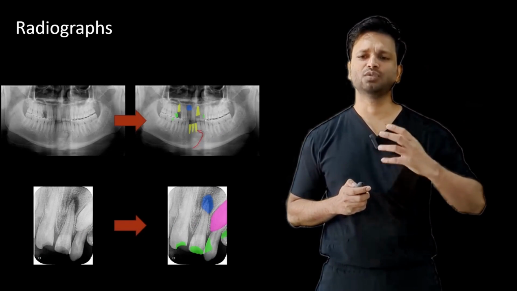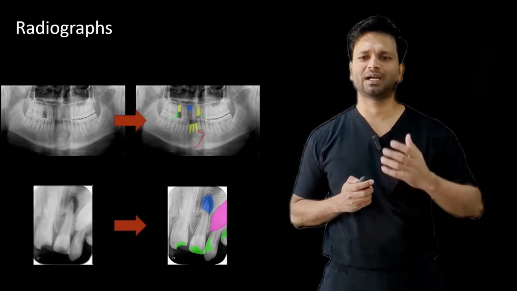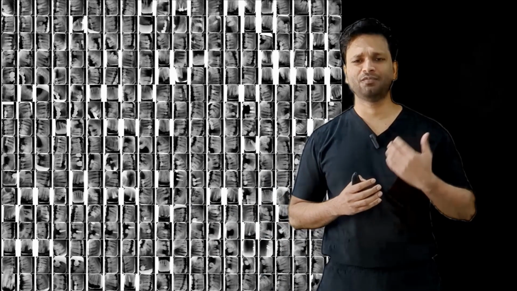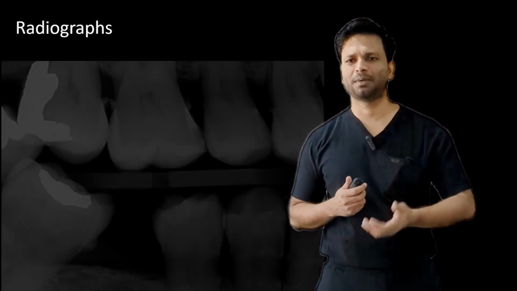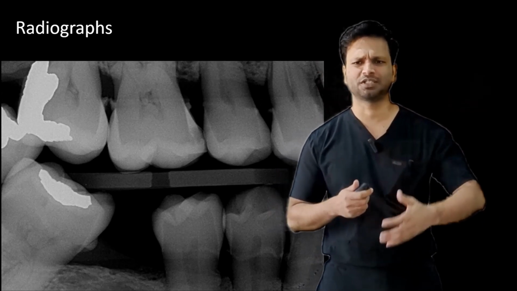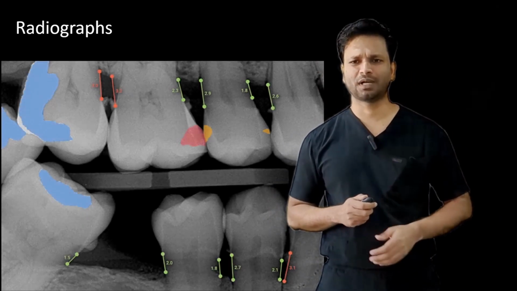So if we have thousands and millions of data images, and we train the AI on this, we're going to have an AI that is very good at identifying the structures on a radiograph, be it caries, be it periapical lesion, anything. And to be able to identify different structures. Okay, so this is an example of another AI.